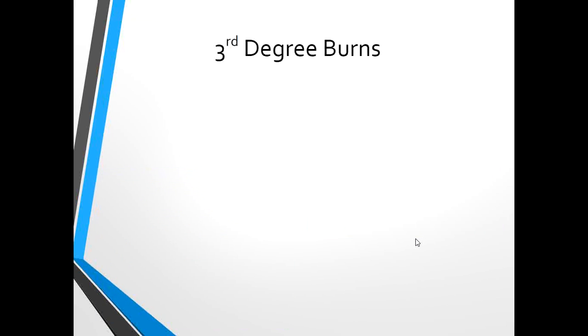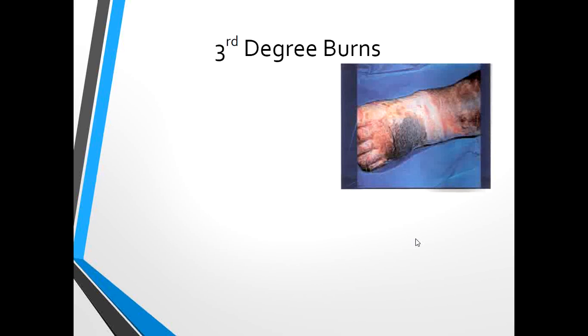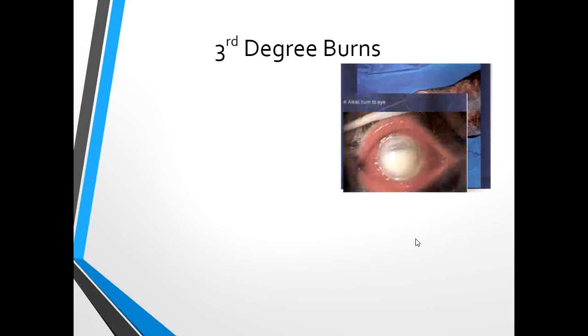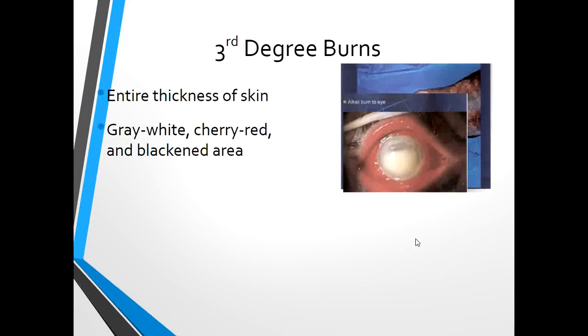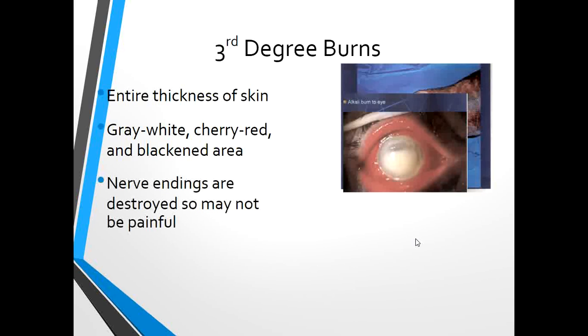Third-degree burns are the worst burns. So this is a picture of a foot that has sustained third-degree burns. And then this is a picture of an eye that has sustained a chemical burn, which is considered a third-degree burn as well. So third-degree burns affect the entire thickness of the skin, epidermis and dermis. They can be anywhere between gray-white to a cherry red and even have blackened areas. The good thing about third-degree burns is luckily most of them are not that painful in the area that you sustained a third-degree burn. So if there's any positive to a third-degree burn, that would be what it is.